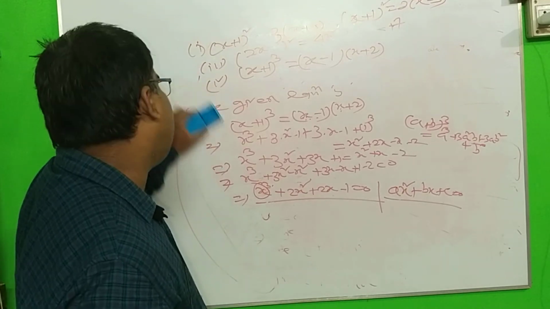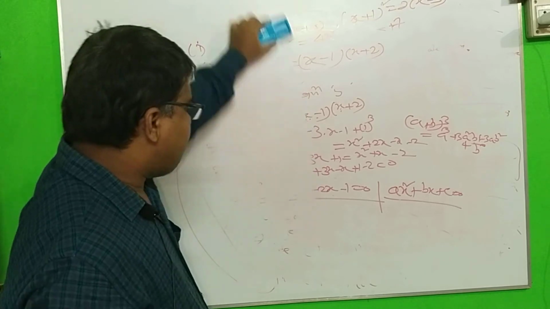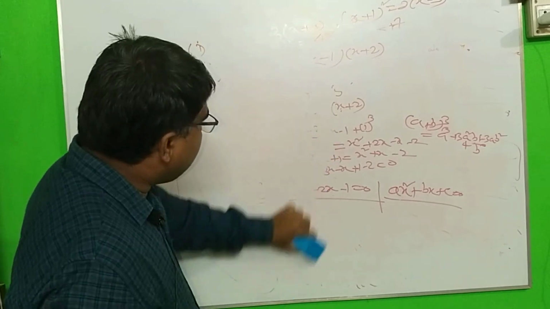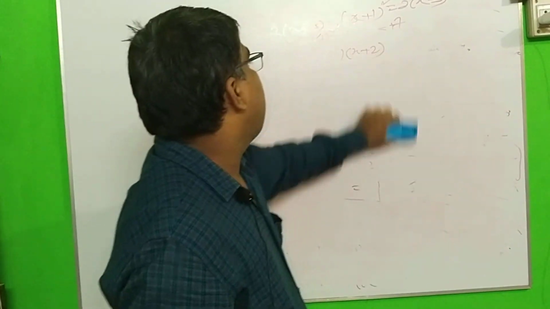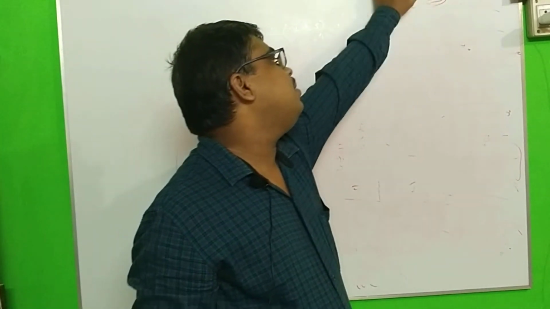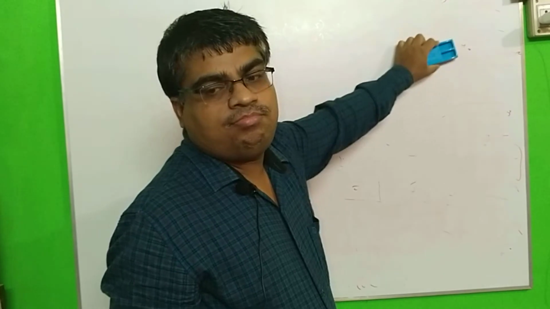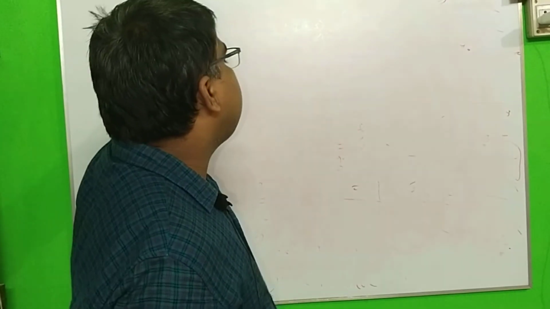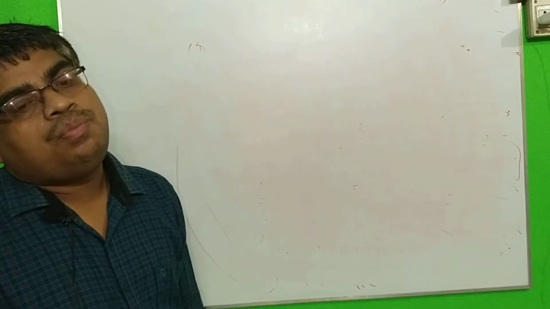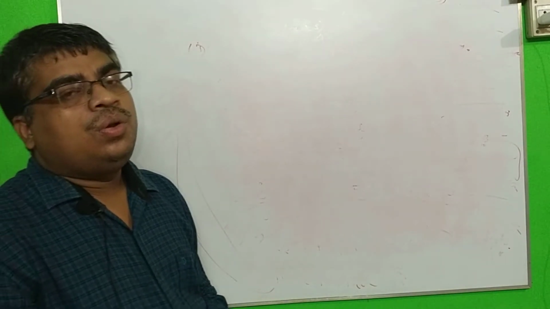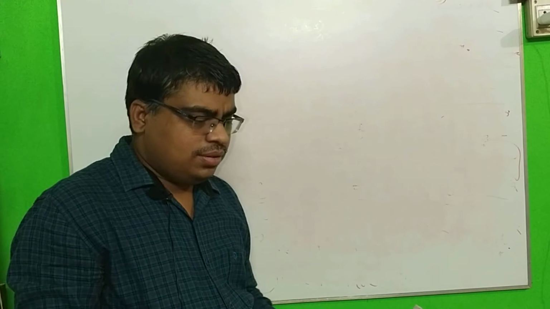Okay, now we go to an interesting matter. There are many situations which can be represented in the quadratic form. We give some examples.